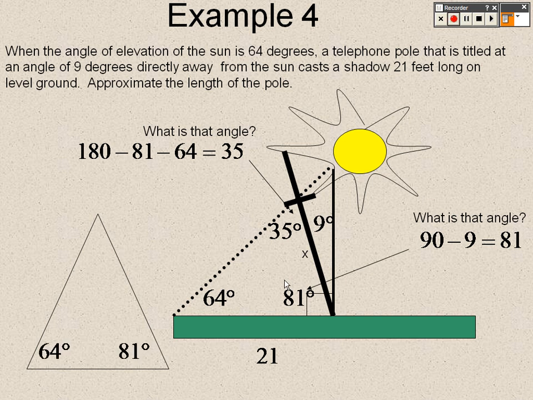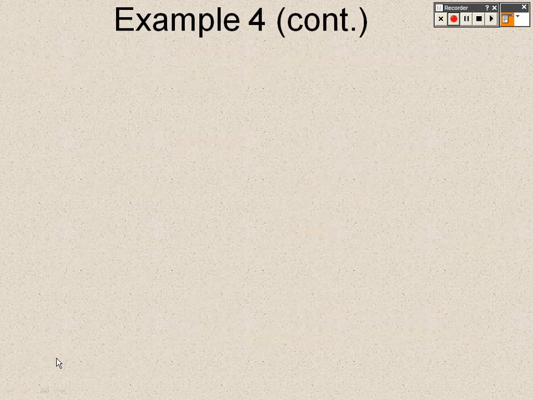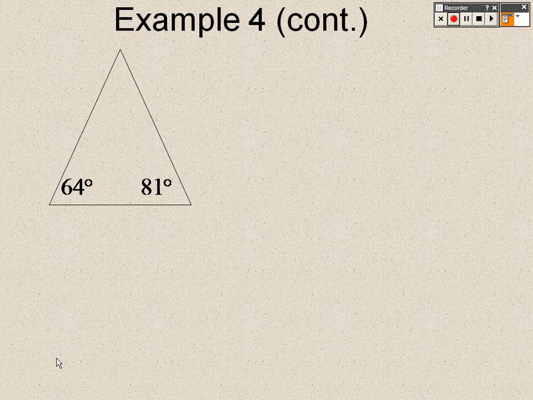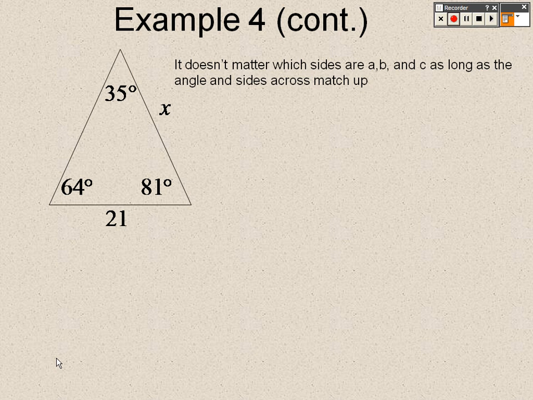So this is what I know. That's 64, that's 81, that's 35, and that's 21. I want to find x. So I need these two, and I need something that has both a side and an angle. So that means we're going to use these two and these two in order to find my answer. So that side doesn't really matter for this problem. So I have my angles and my side measures.